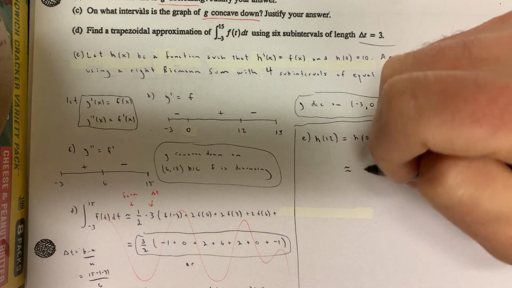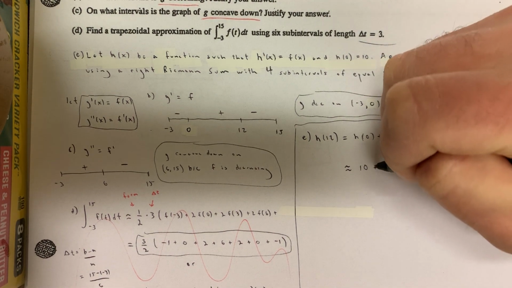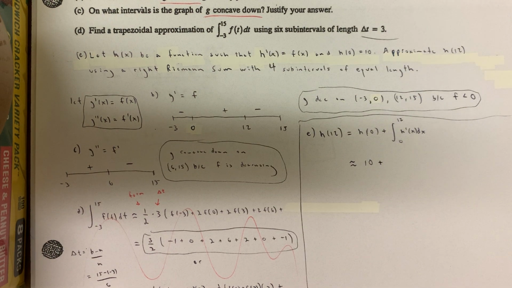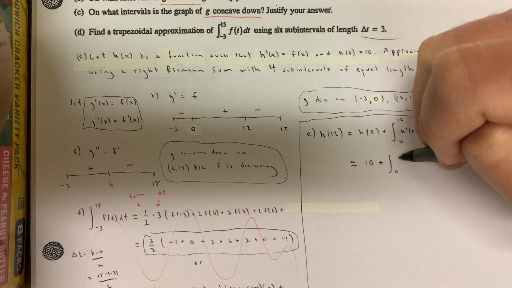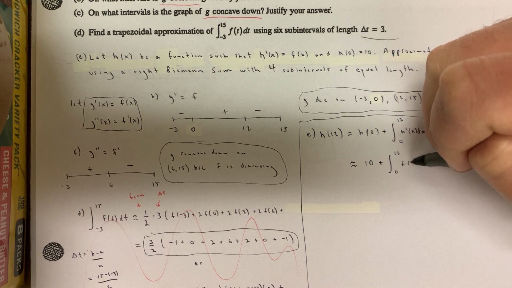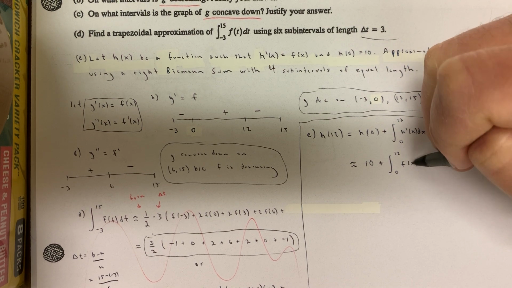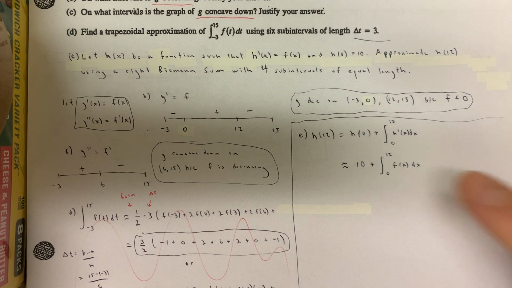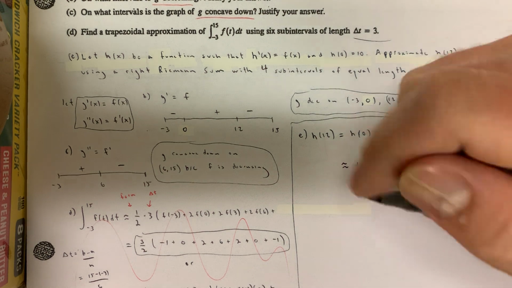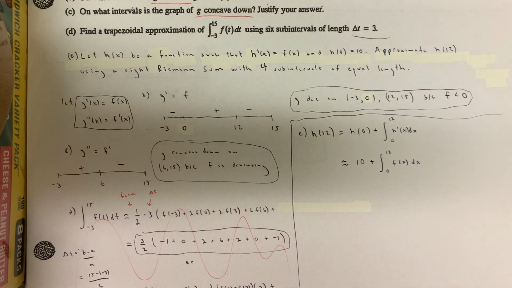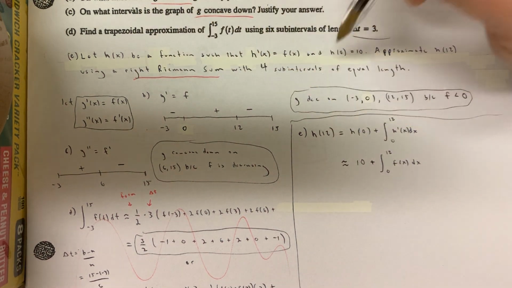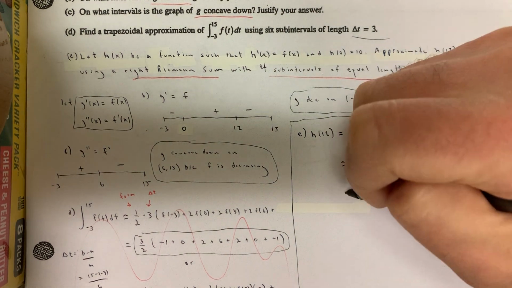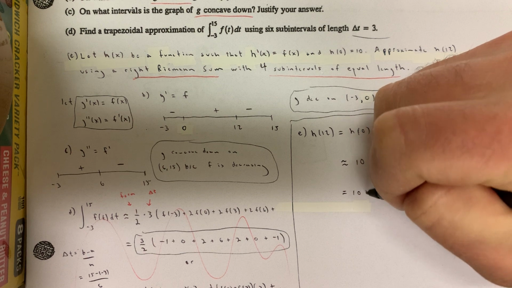Well, h of 0 we know is 10, but this integral expression right here, we can't get the exact value unless we knew what h prime of x was. Now, h prime of x, they did tell us is f of x, but we don't have the algebraic rule for f of x, so we can't integrate this the way that we normally do. So we'll actually approximate this using that right Riemann sum with 4 subintervals of equal length. It's not subintervals indicated by the data in a table or something like that. Subintervals of equal length, so that's going to be 10 plus.